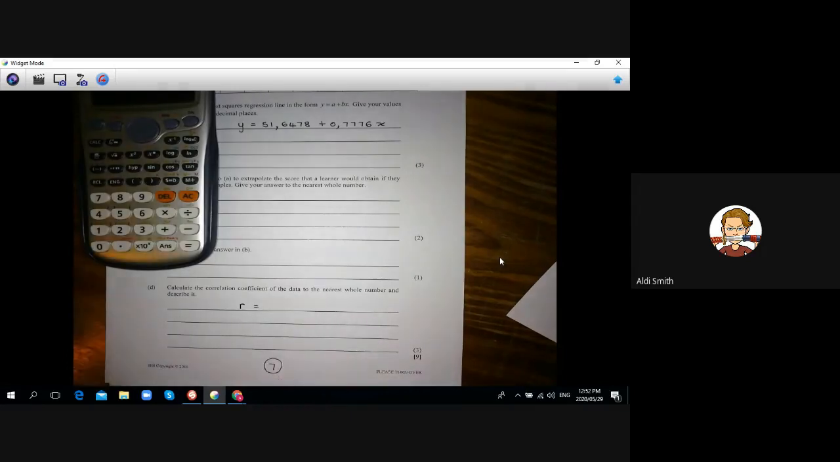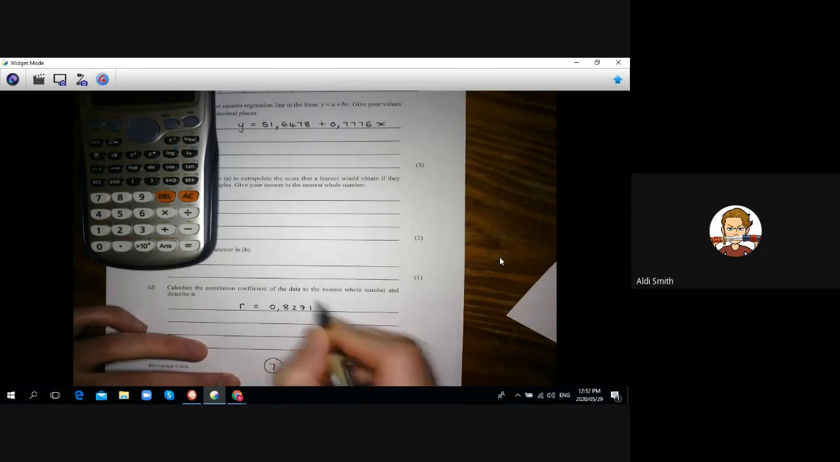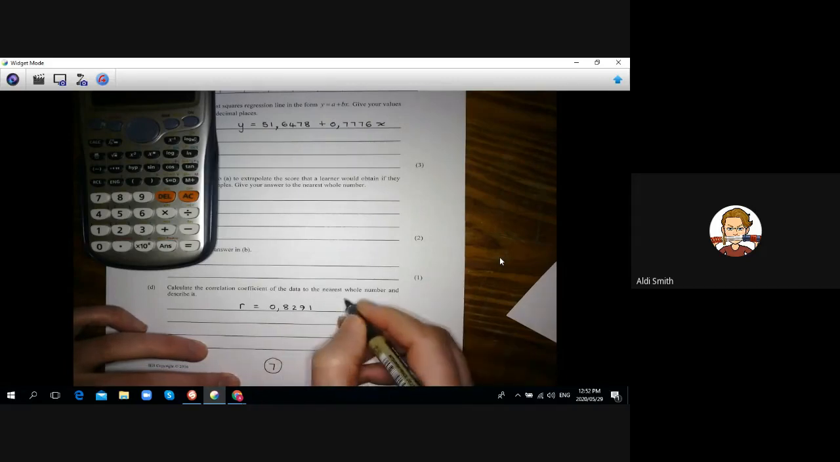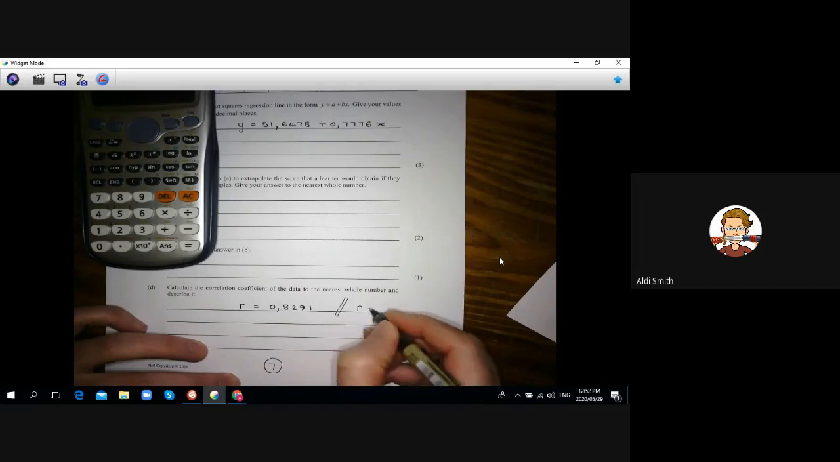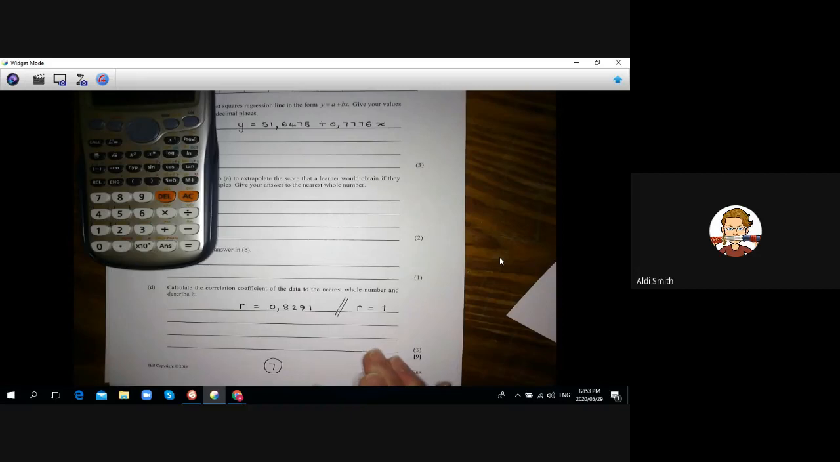Now, I hate this question. I hate it. I'm going to write it down to 4 decimal places, 0,8291. If you round it off to the nearest whole number, then R is equal to 1. And you'll understand just now, when we get to the rest of this question, why I hate it so much. Because there's a massive difference between a correlation of 0,8291 and a correlation of 1. Massive, massive difference. So they should actually not have asked this question at all.